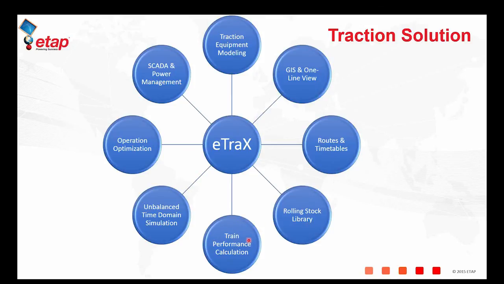Train performance calculation converts the mechanical train system, like the track bend radius and so on, into electrical information, or the load demand on the traction motors in the train. There's a full unbalanced time series or time domain simulation that gives us the power flows in the system. There are operation optimization routines built into the program, and it finally couples in with the SCADA or the power management system that ETAP offers.